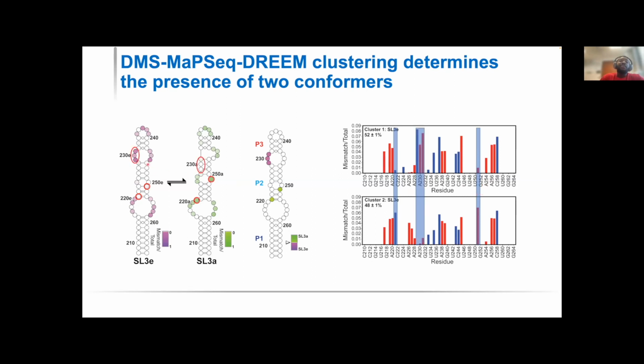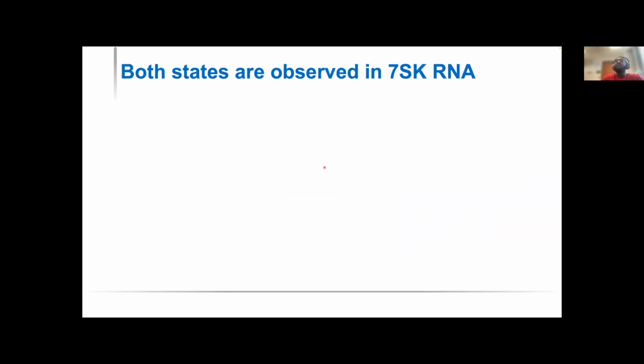And then additionally, these three A's, so basically 220, 229, 30, and 31 here, they are part of a loop, but in here they're sequestered in a base pair. So you can see the difference there additionally as well, where when they're part of the loop, they have higher activities compared to when they're in a base pair. So this coupled with the NMR data was an indication that stem loop 3 of the 7SK undergoes some conformational exchange between these two states.